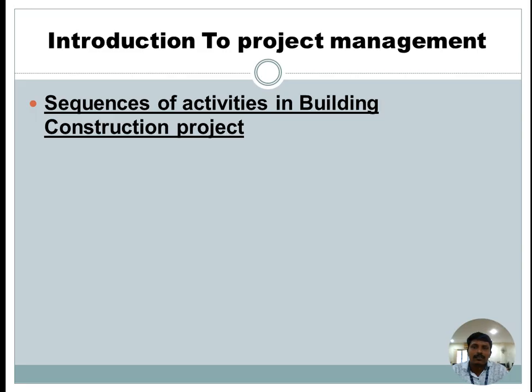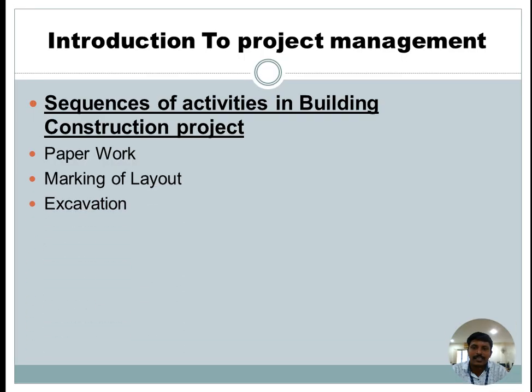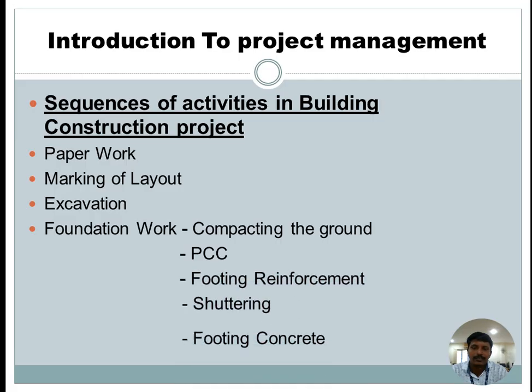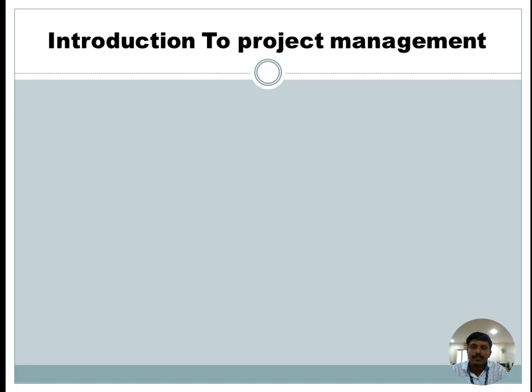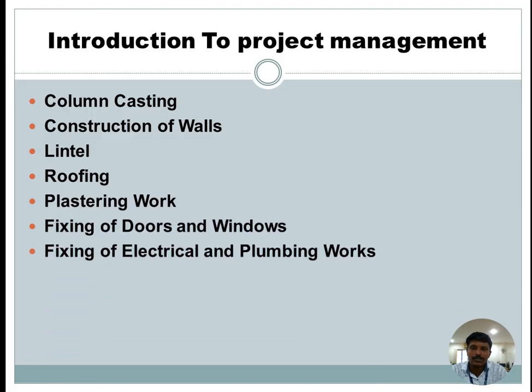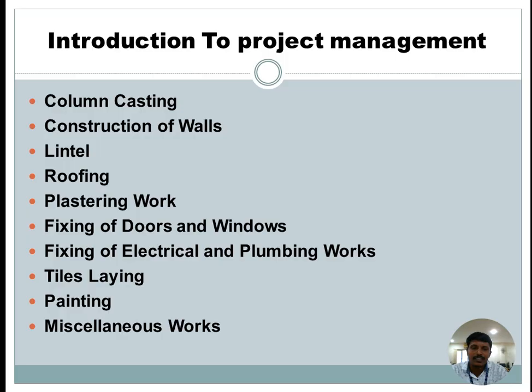For example, construction of a building is a project. Here the sequence of activities in the building construction project are: first paperwork, marking of layout, excavation, foundation work. In foundation work, the following sequence includes compacting the ground, PCC, footing reinforcement, shuttering, footing concrete. Then column casting, construction of walls, lintel, roofing, plastering work, fixing of doors and windows, fixing of electrical and plumbing works, tiles laying, painting and miscellaneous works.